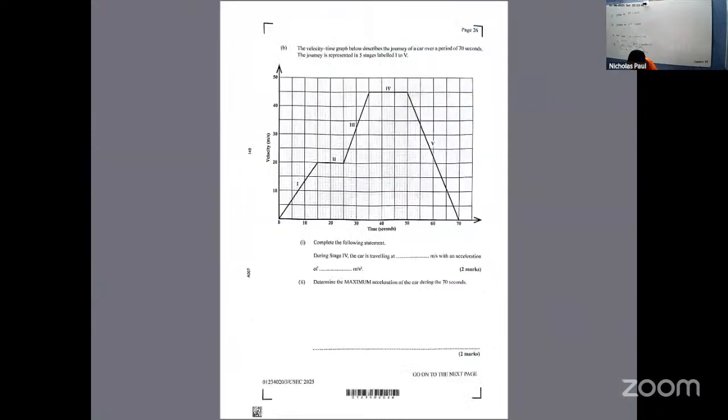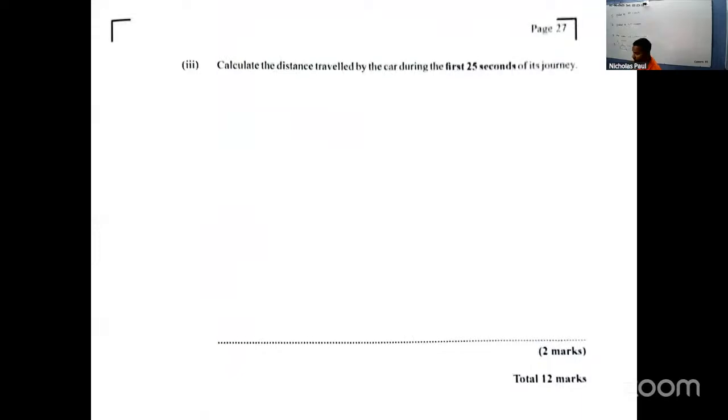Write that down please. They want the distance traveled in the first 25 seconds. That's the last part. Distance traveled in the first 25 seconds. Write it down so you're going to find it. By the time we do 2025 now. Distance traveled by the car in the first 25 seconds, right?